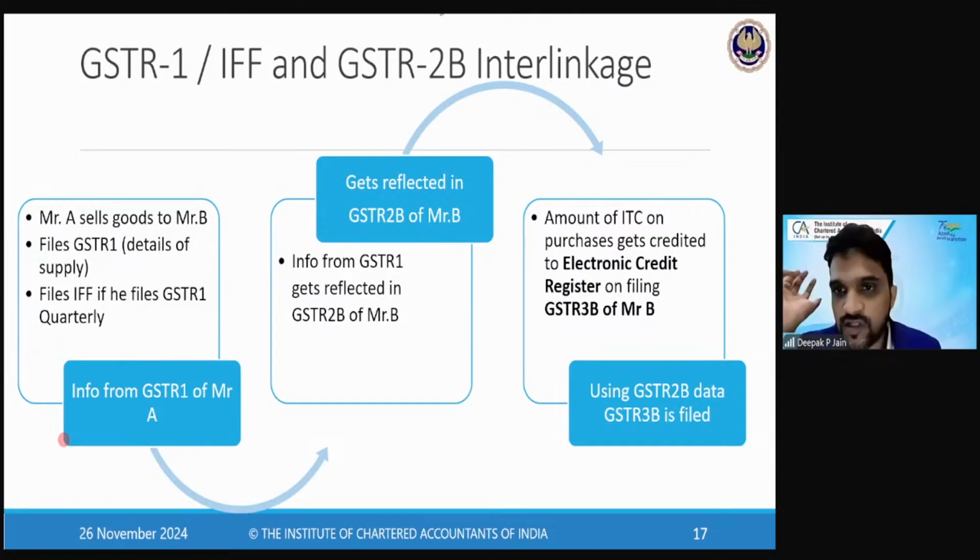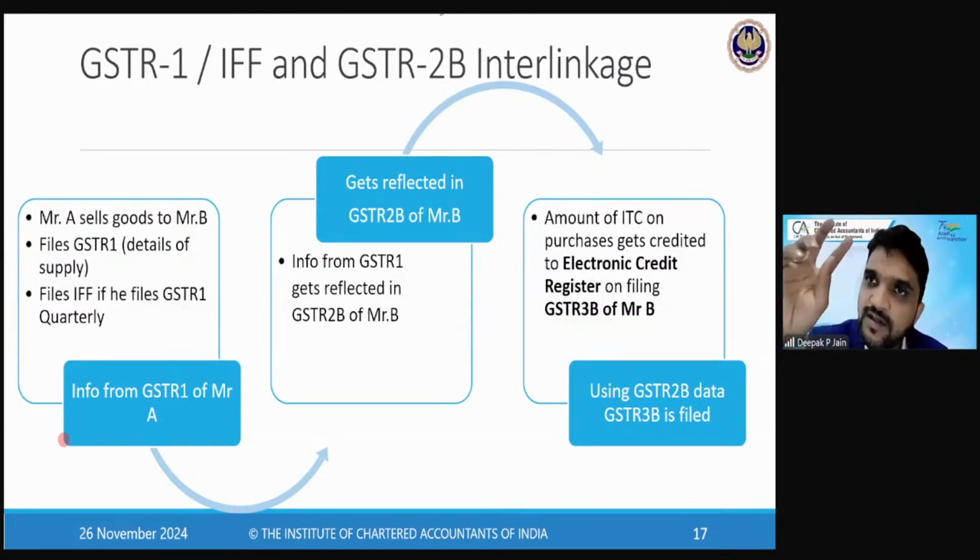तो 13th को लॉक हो जाता है GSTR 1। फिर आप 14th से GSTR 2B में ये डिटेल्स देख पाएंगे। So whatever you are reporting in GSTR 1, you have to report it by 11. And whatever you are reporting in IFF, the due date is by 13th, you have to report it by 13th. Once you upload this, then it will be available in the recipient's GSTR 2B on the 14th onwards.